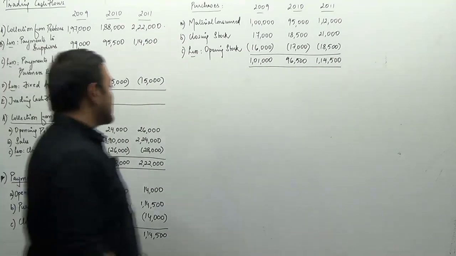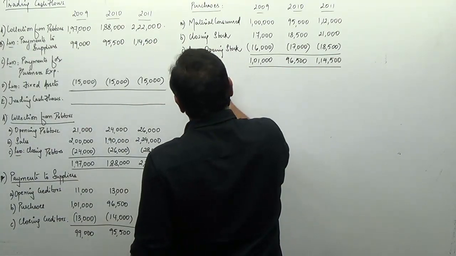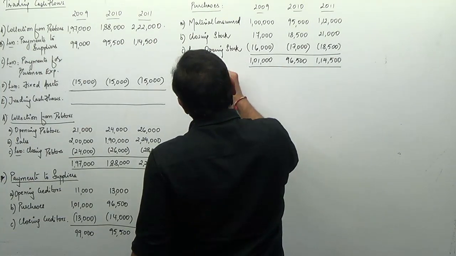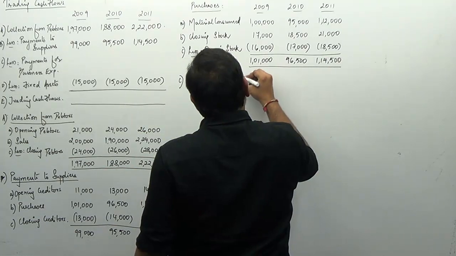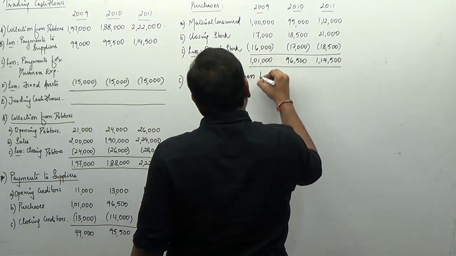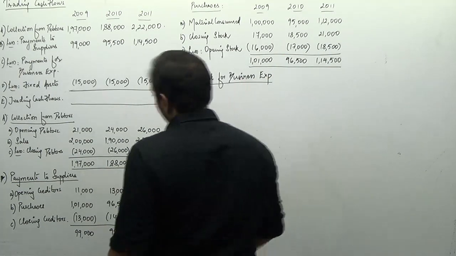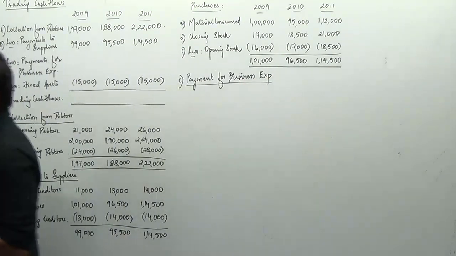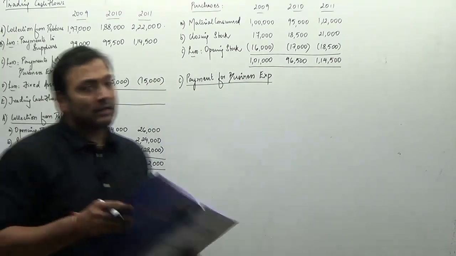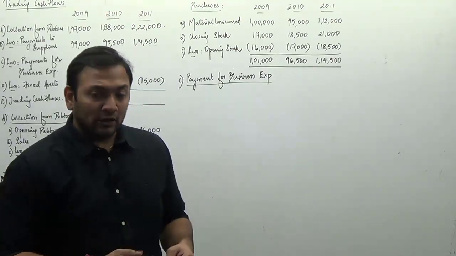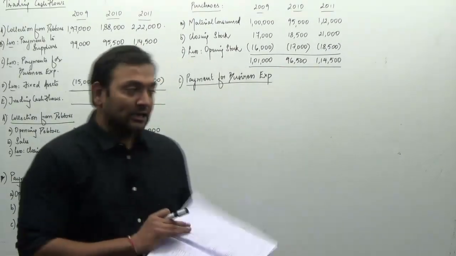Payment for business expenses, the next one. The expenses in your P&L is not actually paid because I need to take the treatment for opening and closing outstanding as well as prepaid. So let's get the expenses paid now.